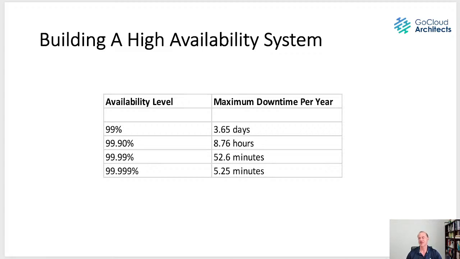5 nines availability means 5 minutes and 15 seconds of downtime per year. Think about that. 5 minutes and 15 seconds of downtime per year. What if you wanted to reboot your server 3 times? That uses it all. So think about that. Now you know why high availability systems are built a certain way.